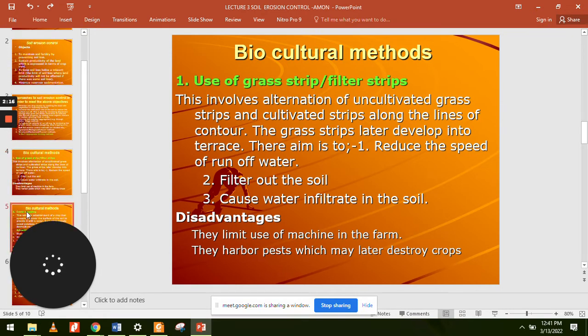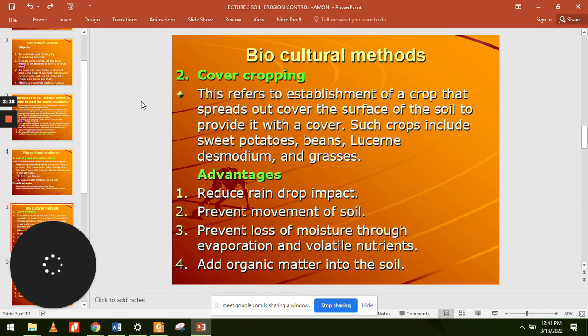The other biocultural method of soil erosion control is by use of cover cropping. This way you establish a crop that spreads out to cover the soil surface to provide a cover. Cover crops include sweet potatoes, beans, lucerne, desmodium, and grasses. Advantages: reduces raindrop impact, prevents movement of the soil, prevents loss of moisture through evaporation, prevents loss of vital nutrients, adds organic matter to the soil. So far we have covered two, that is cover cropping.